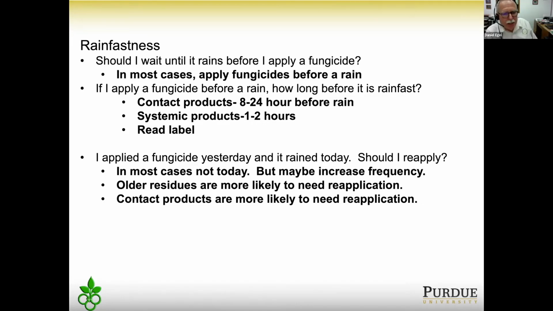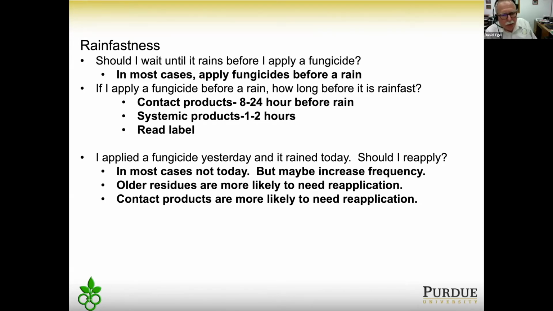I applied a fungicide yesterday and it rained today. Should I reapply? In most cases, I would say not today. If you applied a fungicide yesterday and it rained today, I would not apply something else today or tomorrow, but you might increase the frequency. If it was really severe rain, maybe instead of waiting 7 days, you want to go 5 days, or maybe instead of waiting 10 days, you want to go 7 days. But I wouldn't go back and apply the fungicide again right away.